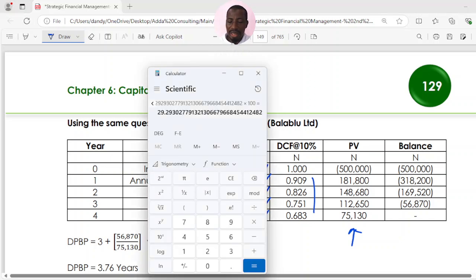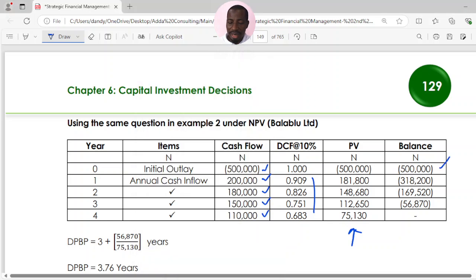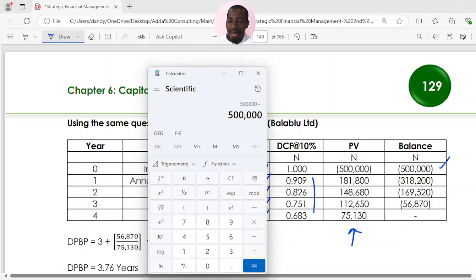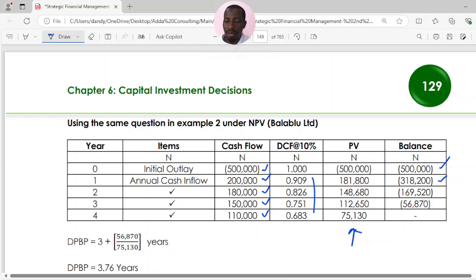So in this case, if I want to recover the 500,000, I will just say 500,000 naira. We are going to start from year zero. Year zero is the 500,000. So I will say 500,000 minus the present value of the first year of 181,800. This will give me 318,200, which means that at the end of year one, I have a balance of 318,200 to recover out of the 500,000.